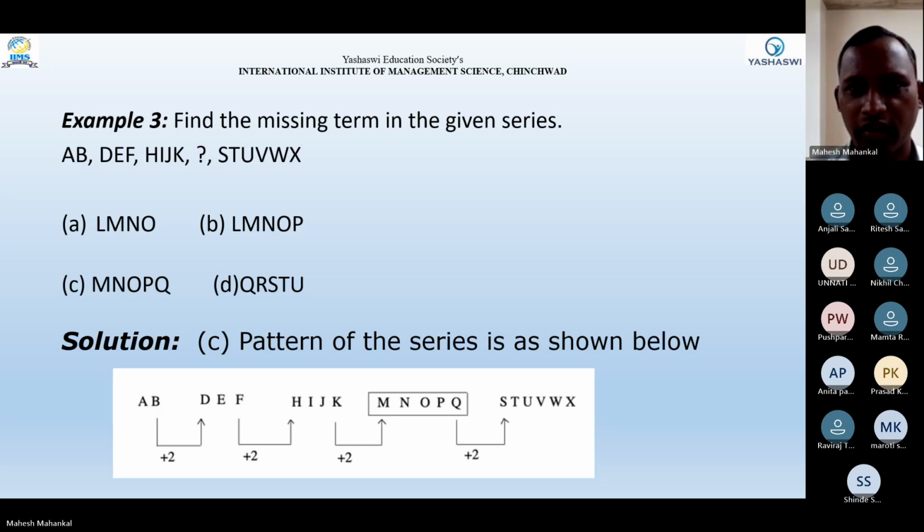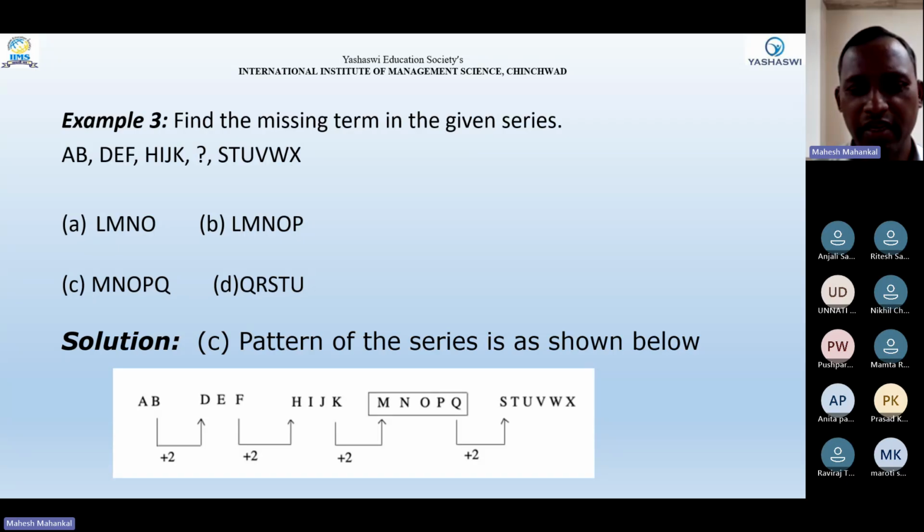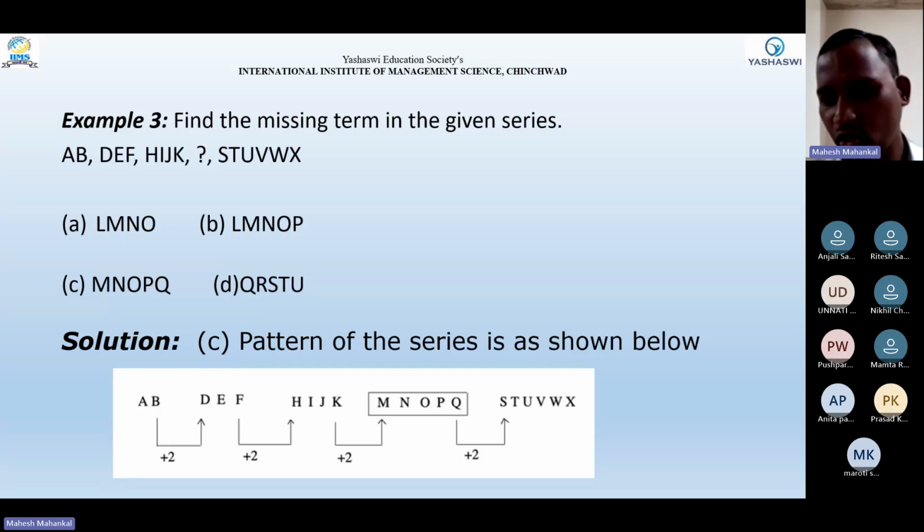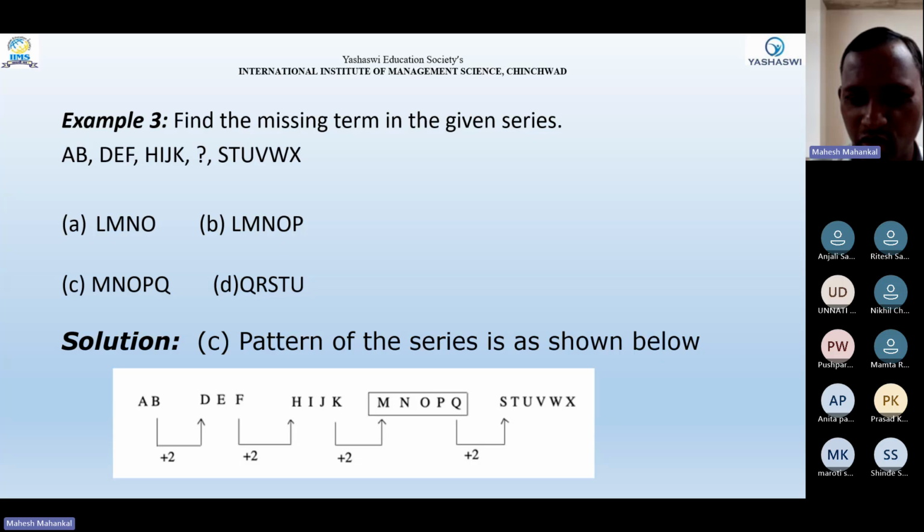Please check. See how C comes. Option C gives M, N, O, P, Q. How does it come? From A and B, C is a gap. Then again D, E, F, G is a gap. H, I, J, K, after K, L is a gap. M, N, O, P, Q, R is a gap. S, T, U, V, W, X. You got an idea about that? Only one alphabet is missing each time. It's clear. Yes or no? Students, are all of you with me? Yes, yes. Good, great. Can we move further?